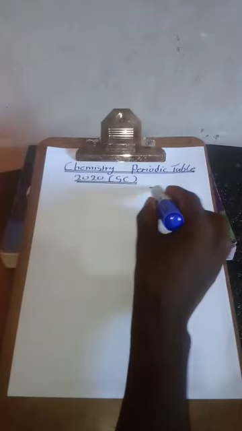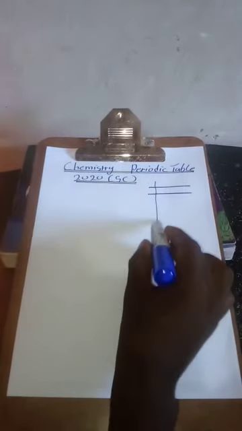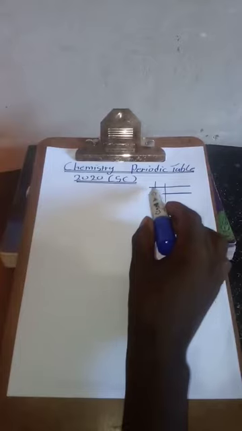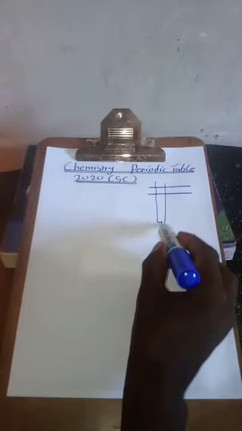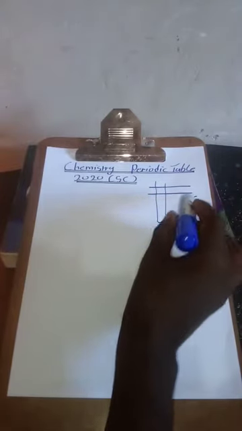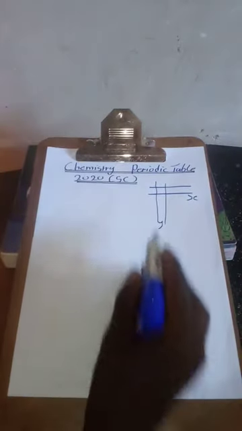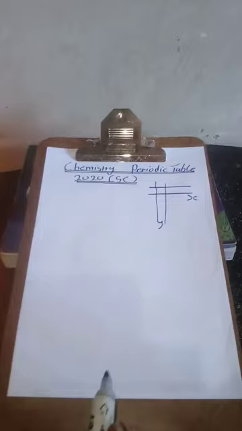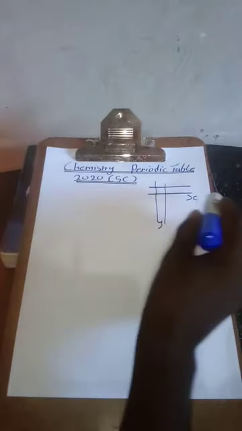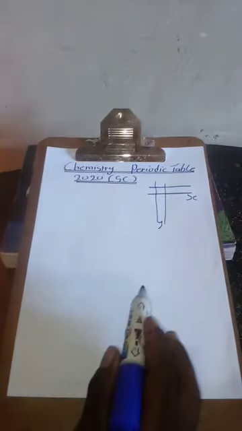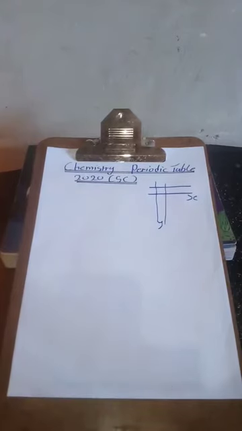Right. So just a simple reminder here. We have these, and we have these. These are the horizontal rows, then these are the vertical columns. So I'll indicate these using Y and these using X. So X represents the arrangement of the period. Y represents the arrangement of the groups. All right, so the horizontal rows, these are the periods. The vertical columns, these are the groups.